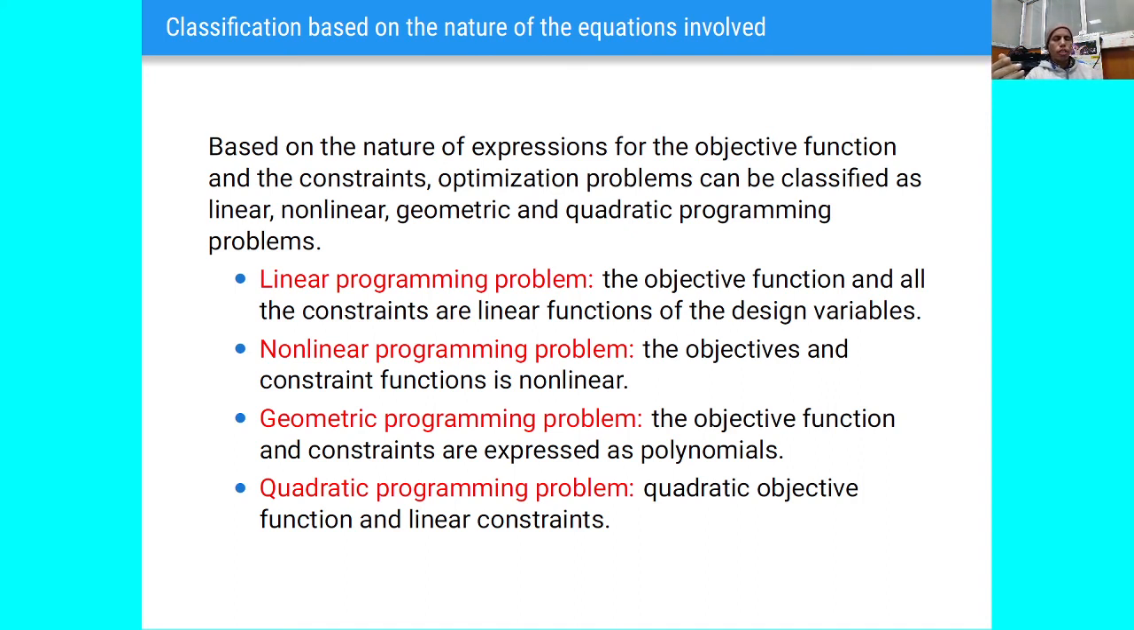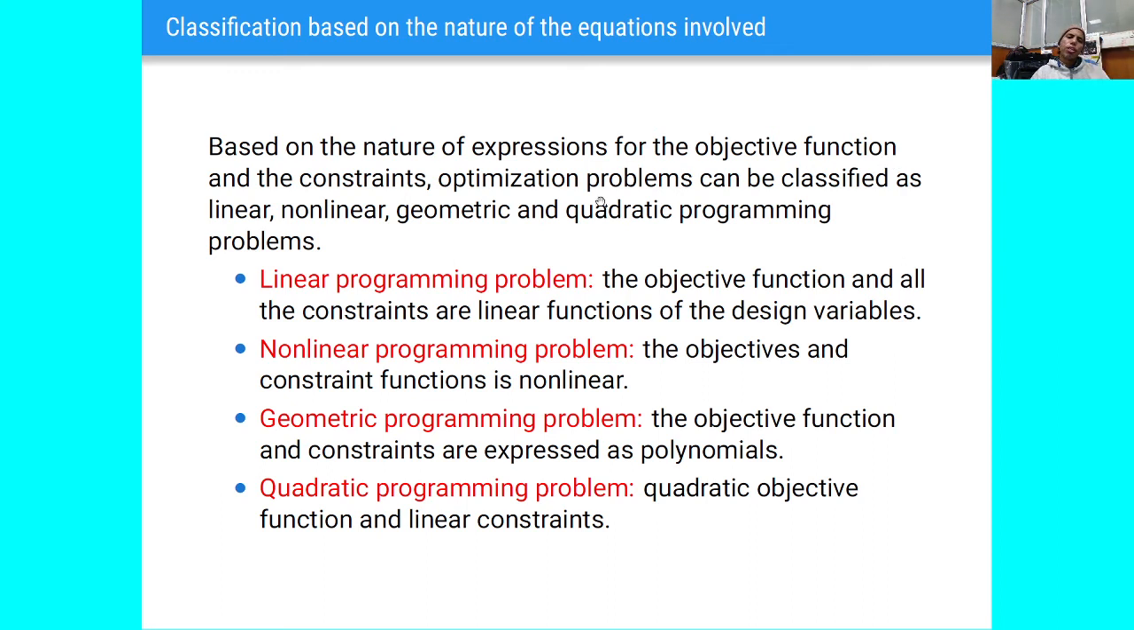Okay, so I will finish this classification topic. Moving forward, you have the next type of classification of engineering optimization problems, that is classification based on the nature of equation involved. Based on the nature of expression for objective function and constraint, optimization problems can be classified as linear, non-linear, geometric, or quadratic programming problems.